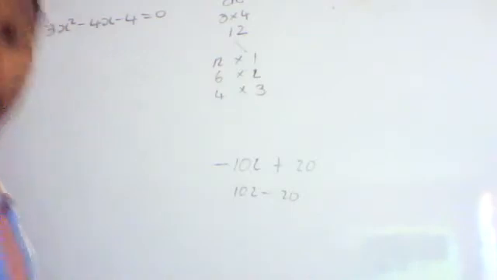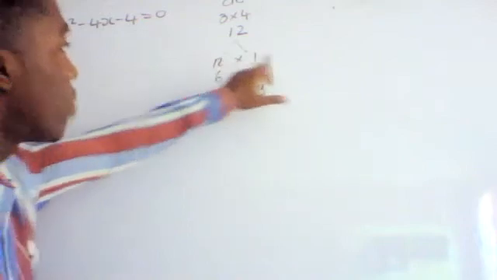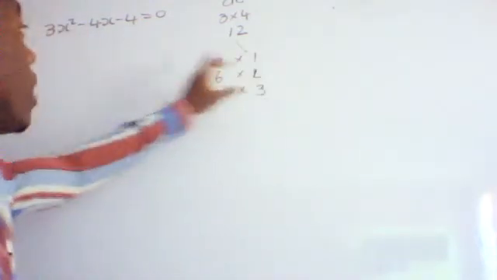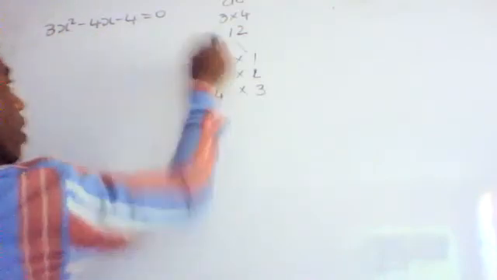Now, let's look at this. We have our AC here. Our AC is 3 times 4, which is 12. Now, if we multiply 12 times 1, we're going to get 12, but if we add these two numbers, it's not going to be anywhere near 4. So we can just cross this out already. We will not use that at all. Let's look at 6 times 2. If we multiply 6 times 2, we're going to get 12. If we add 6 plus 2, we're going to get 8.